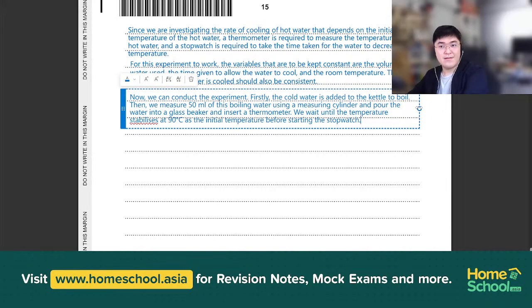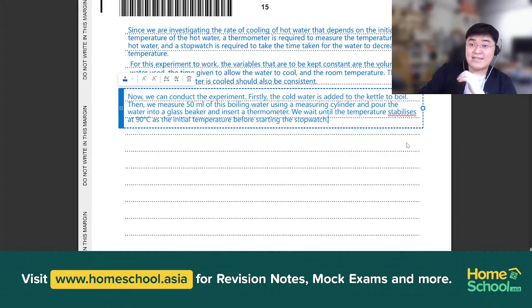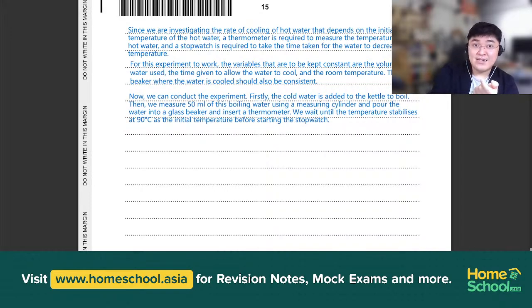Right? So we can first do this experiment by, first, adding cold water to the kettle to boil. Of course, we have to boil cold water to get hot water, right? And then we measure 50 ml using a measuring cylinder, and then pour it into the beaker.